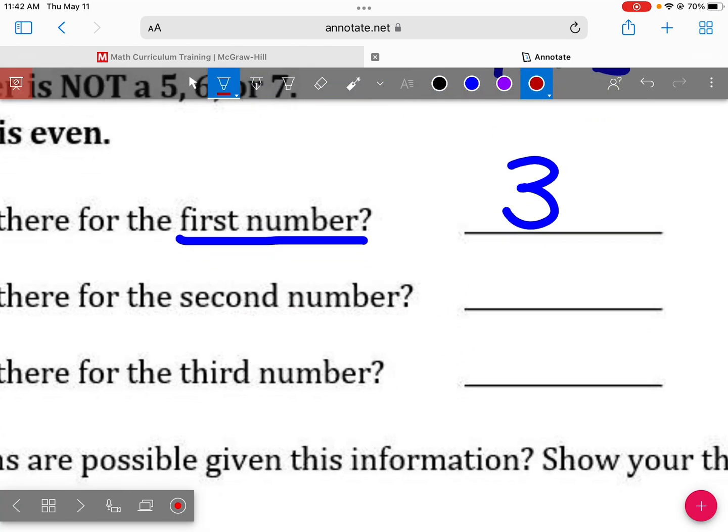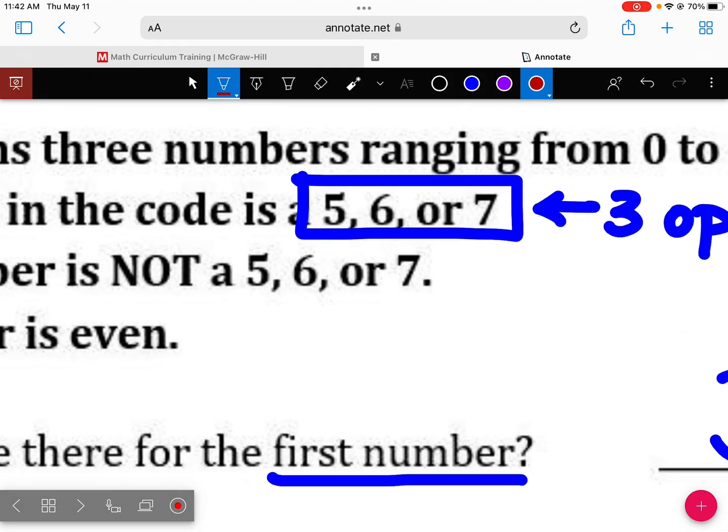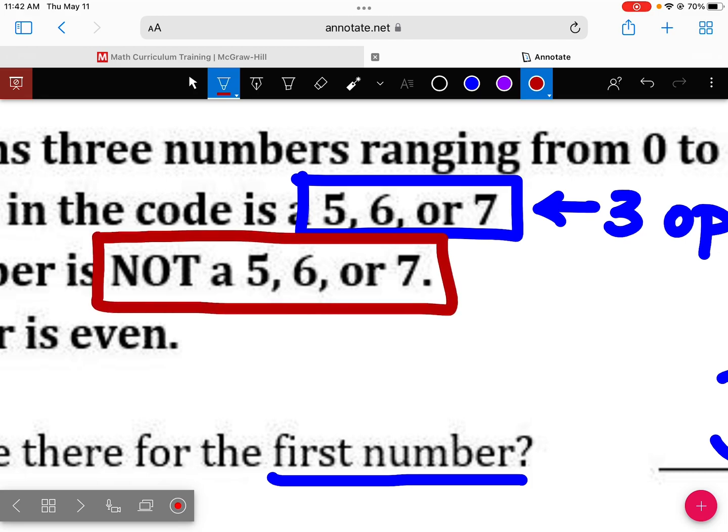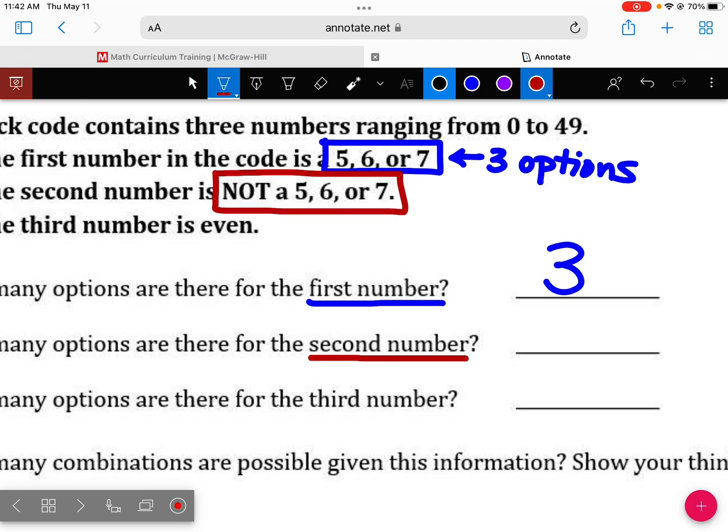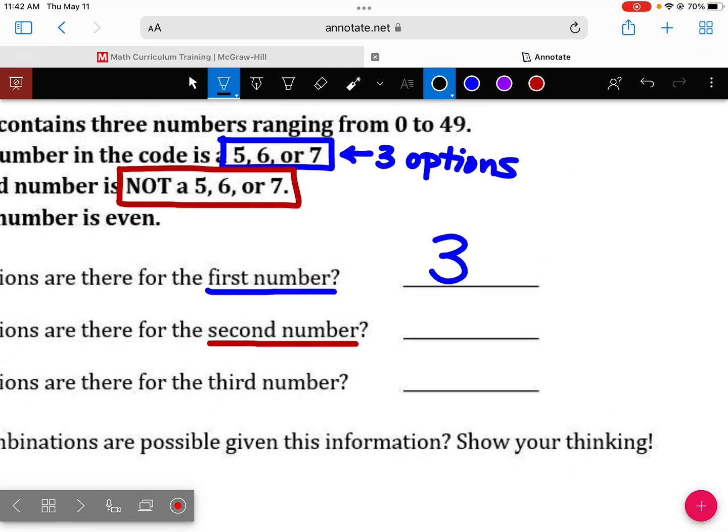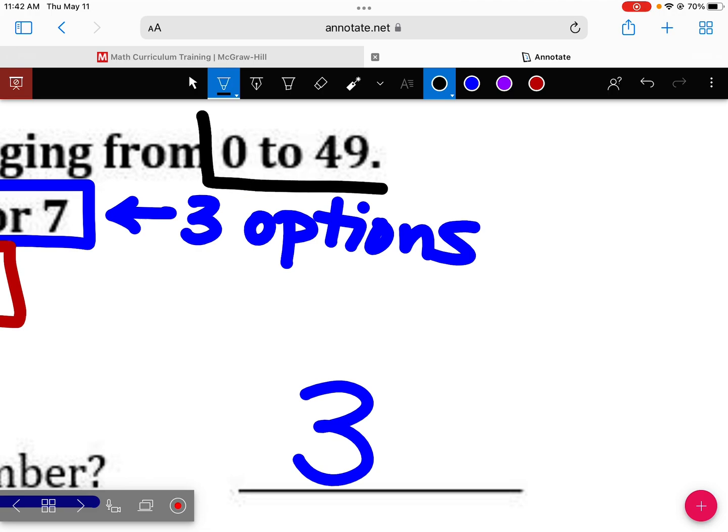What do we know about the second number in the code? It's not a 5, 6, or 7. So we have to exclude those 3 numbers. So if I knew how many total options there were, I could just minus 3 from that, and that would give me how many options there are for the second number. Thank you, sir. How many total options at the beginning do we have before we do any excluding? 50.